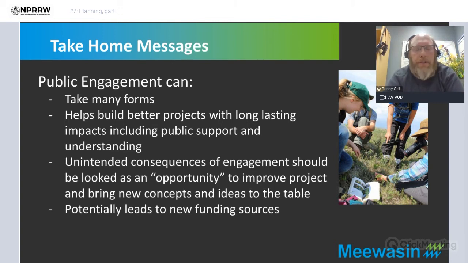And so take-home messages. Your public engagement can take many forms. Don't be scared to engage the public, and determine what fits best with your program. That engagement can build you a better program. Also, it builds you that longer public support and understanding of what you're doing, and will hopefully lead to new funding sources. And also, don't be scared to take those negative comments or that negative feedback from people and view them as an opportunity to make your project even stronger. And it's a great way to learn new innovative techniques as well.